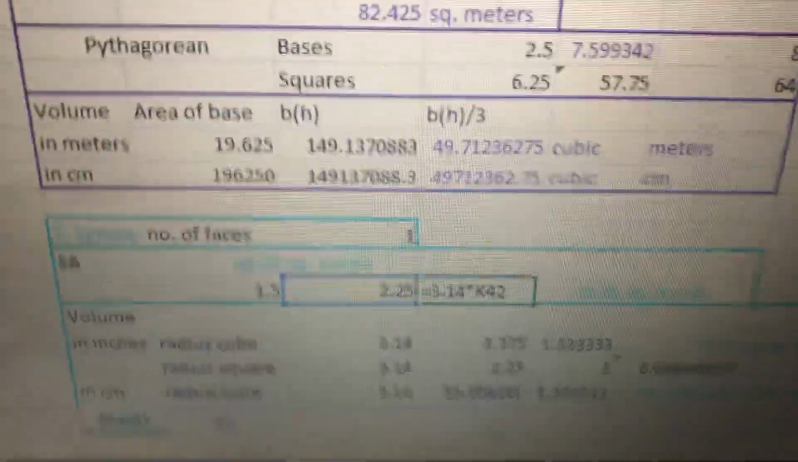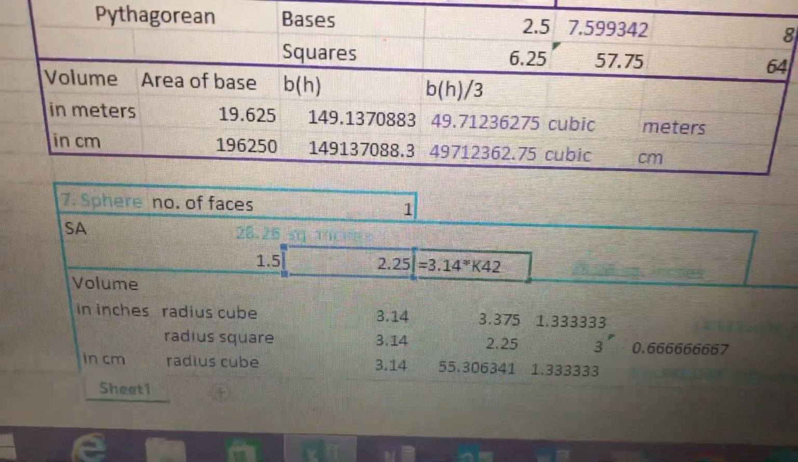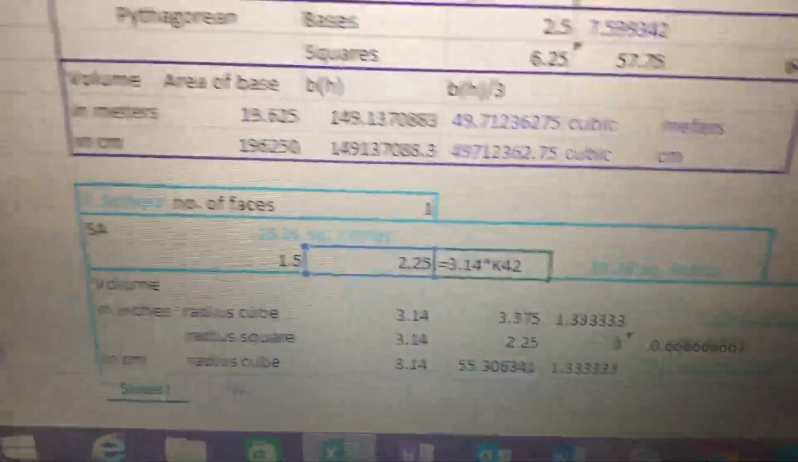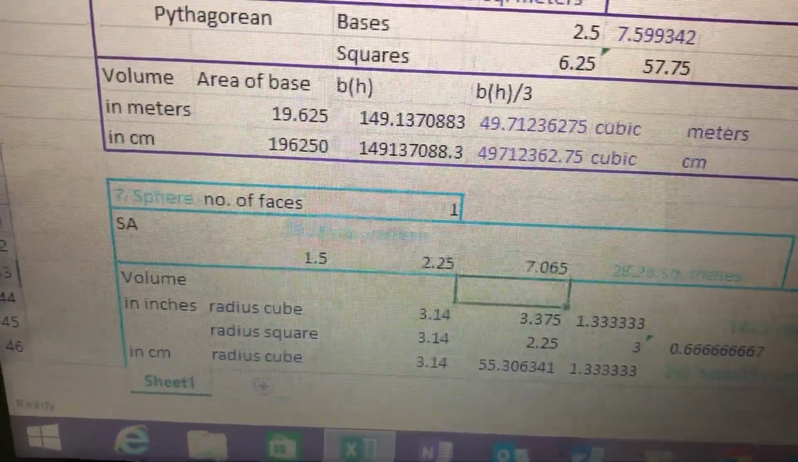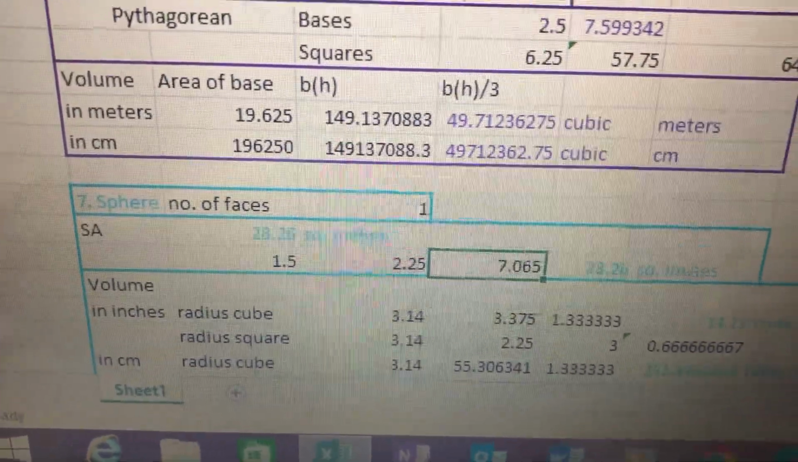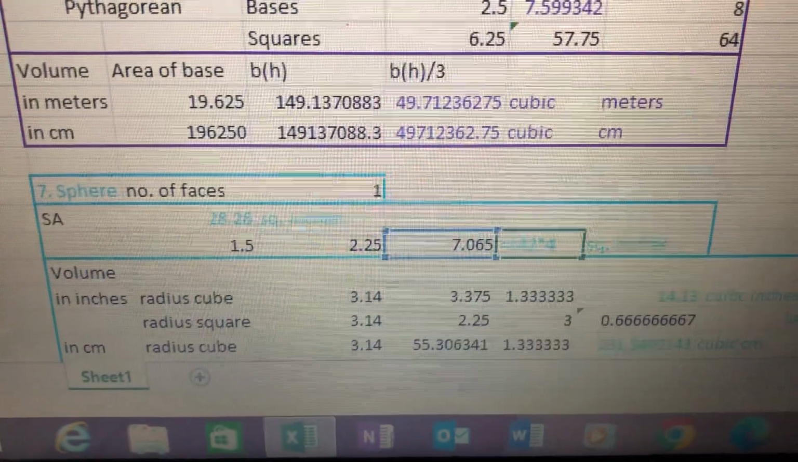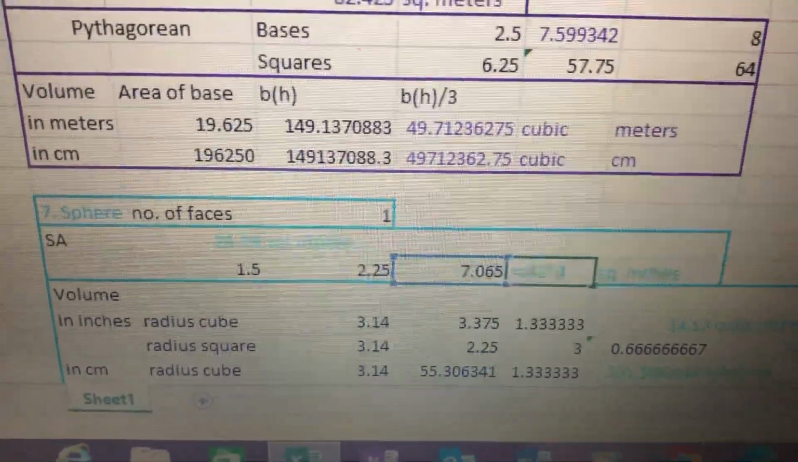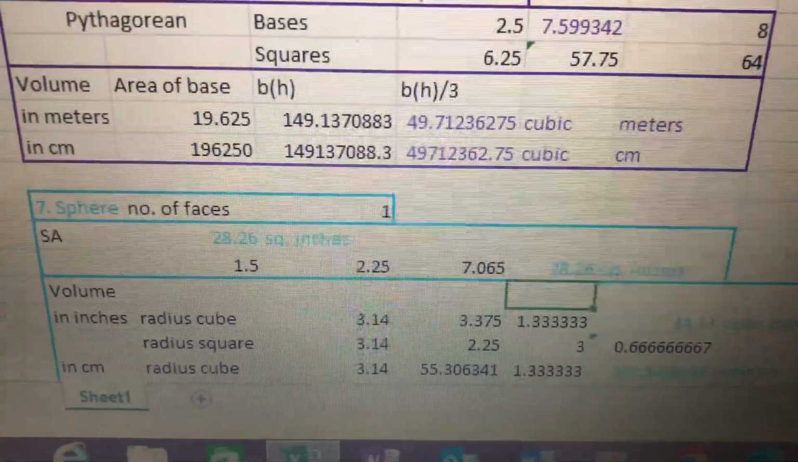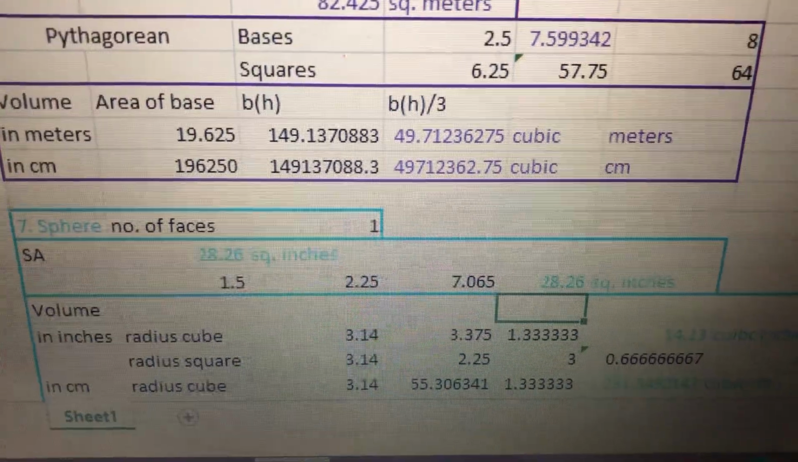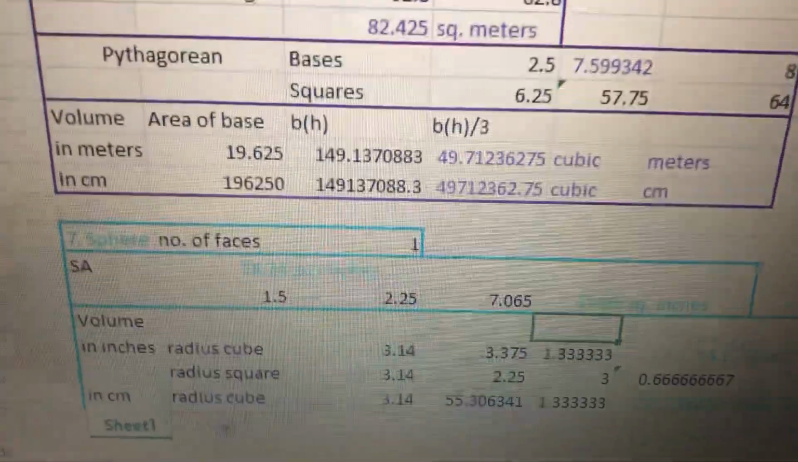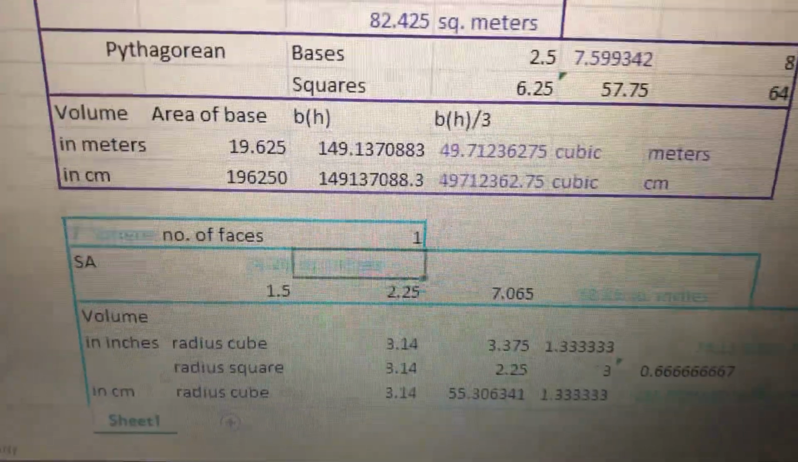That's pi times the radius squared. So that I can get the area of one circle. Then last but not least, based on that answer that I got here, minultiply ko by 4. So that I can get 28.26 square inches. At yun yung surface area ng sphere.